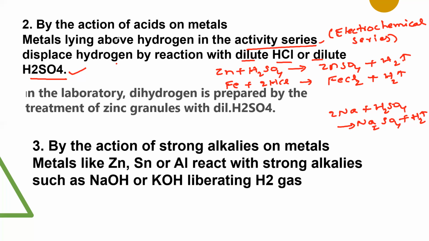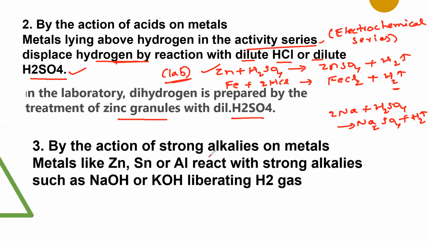So all the metals lying above hydrogen in the activity series, on reaction with dilute acids, liberate hydrogen gas, that is dihydrogen gas. In the laboratory, dihydrogen is prepared by the treatment of zinc granules with dilute sulfuric acid. So this is the lab preparation of hydrogen gas. Zinc granules on reaction with dilute sulfuric acid form zinc sulfate along with hydrogen gas. So this method is also called laboratory preparation of hydrogen gas.